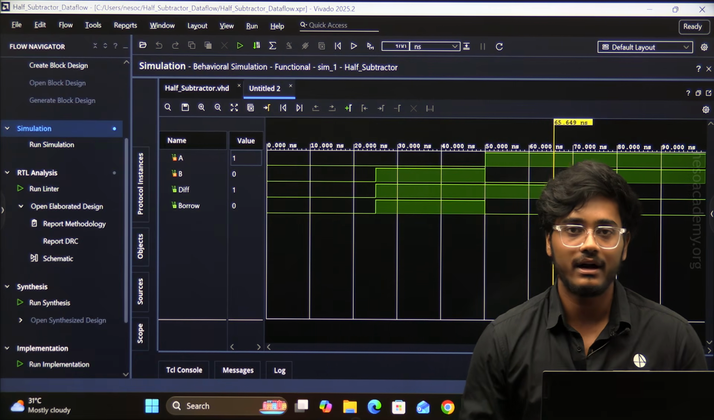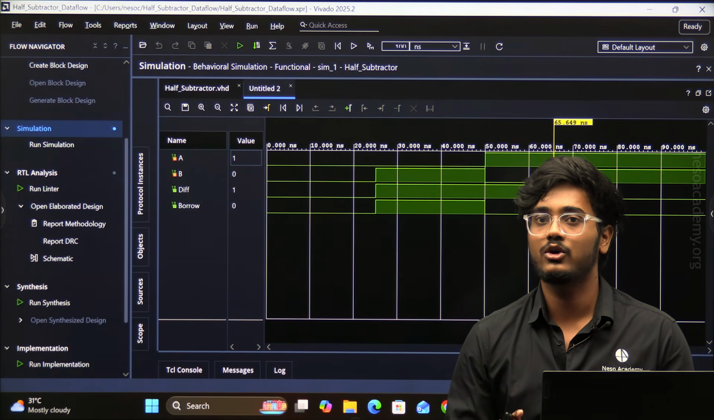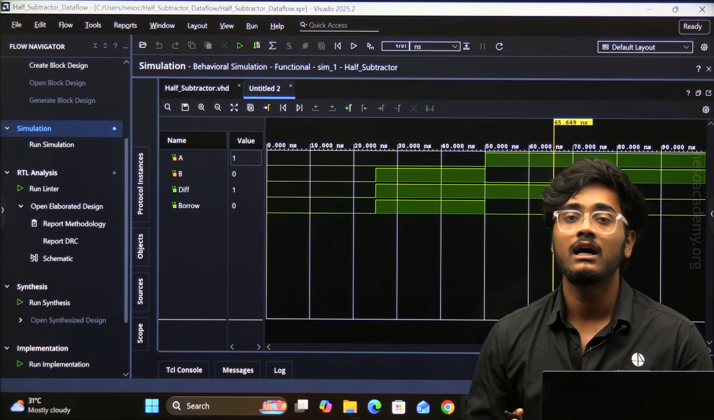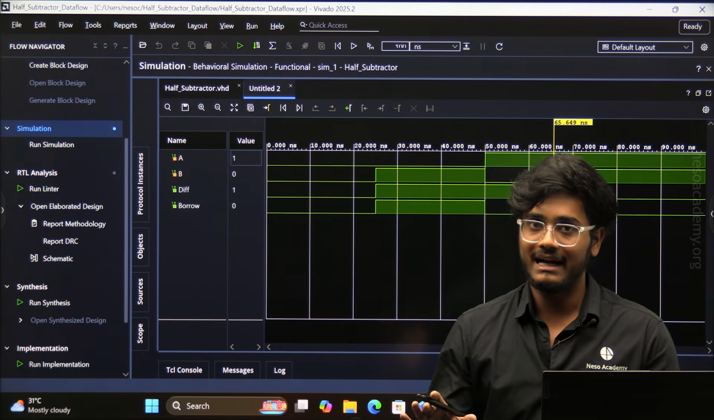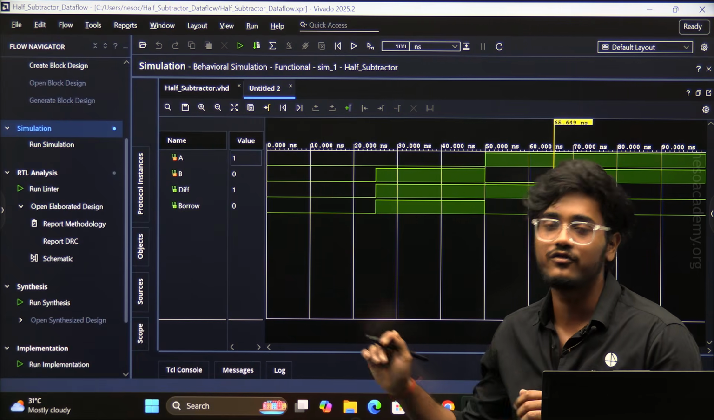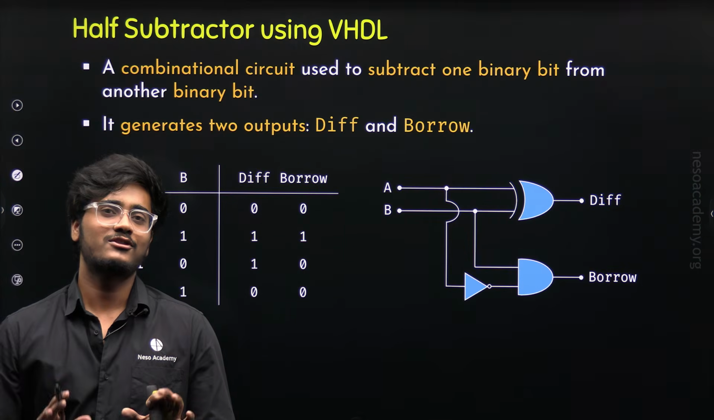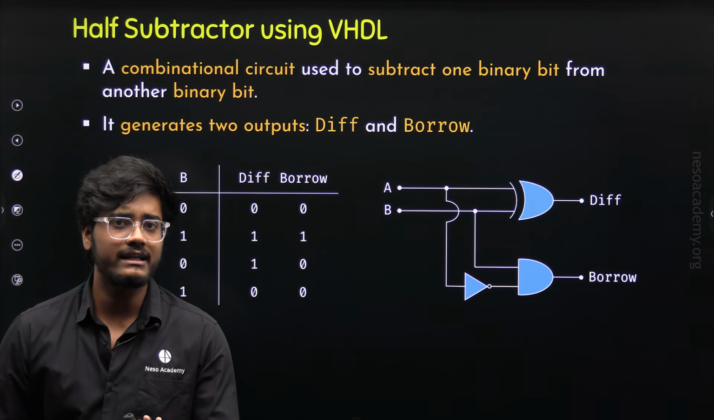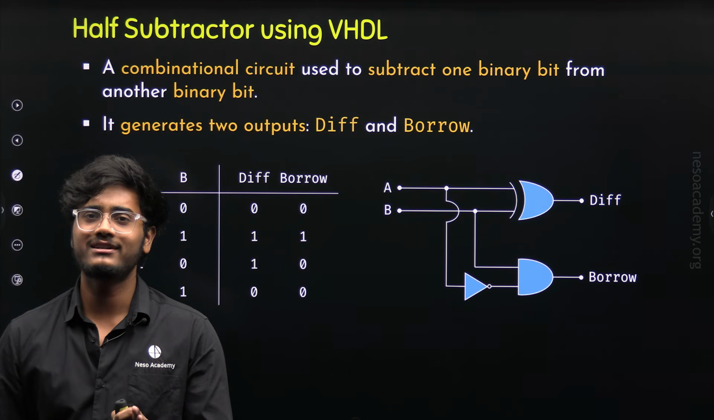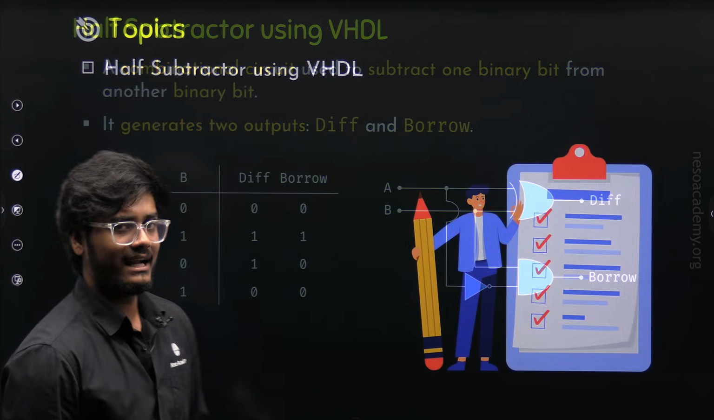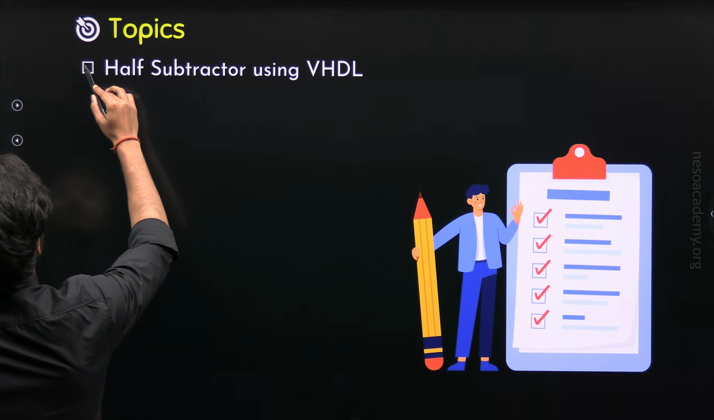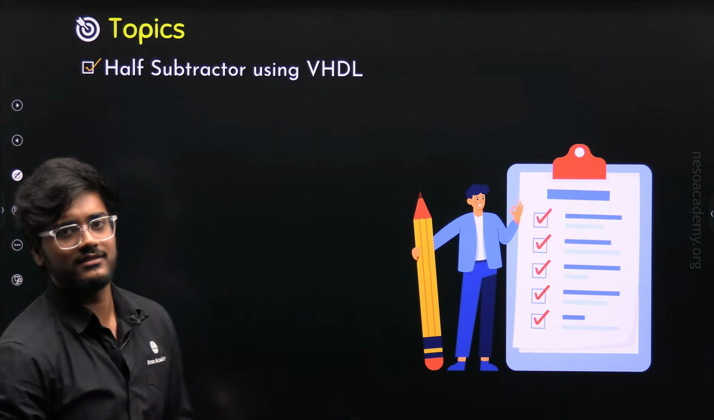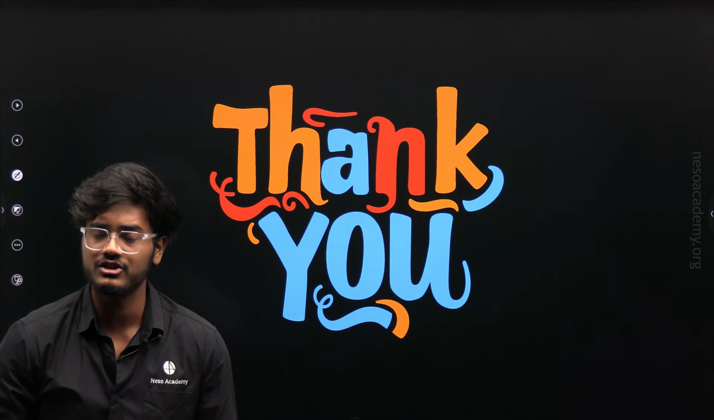So, I hope you understand the data flow modeling code for the half-subtractor along with the schematic and the simulation waveforms. So, we are done with the half-subtractor and its implementation using data flow modeling in Vivado. With that, we are done with the topic of half-subtractor using VHDL, which means we are done with this lecture.